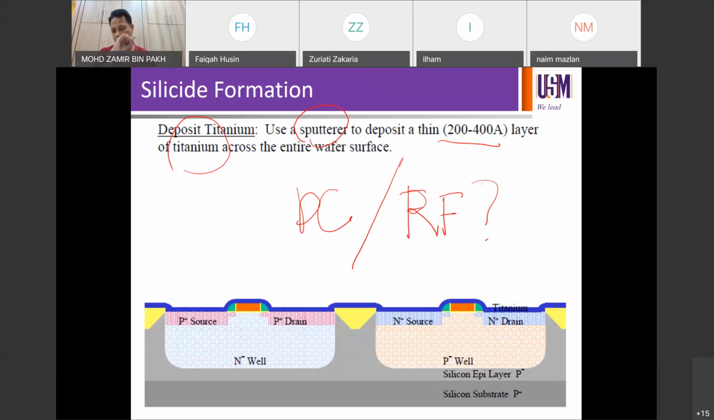Okay, minimum you can use is DC, sebab kalau your layer is conductive, in this case metal, titanium, you can use at least DC. You don't have to go for RF. Tapi RF can also do metal deposition. But DC cannot do dielectric deposition. DC can only do metals. RF can do both, right? So DC can do metals, cannot do dielectrics like silicon dioxide or silicon nitride. But RF can do both metals and dielectrics.